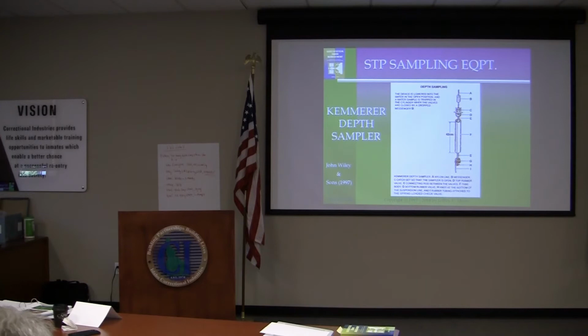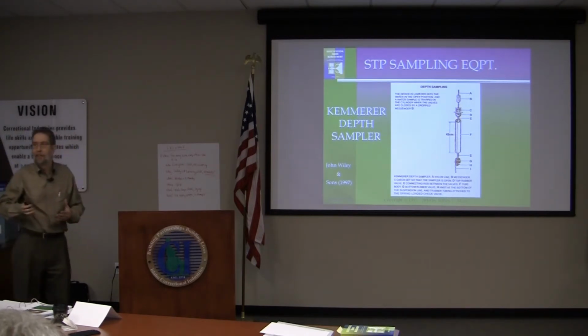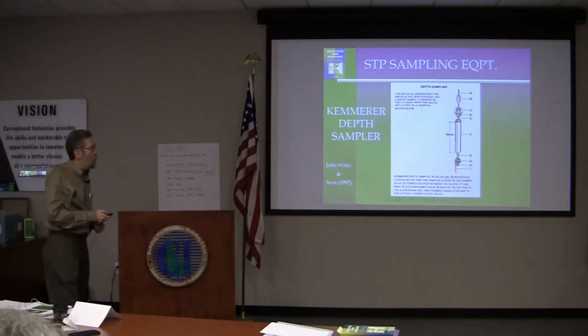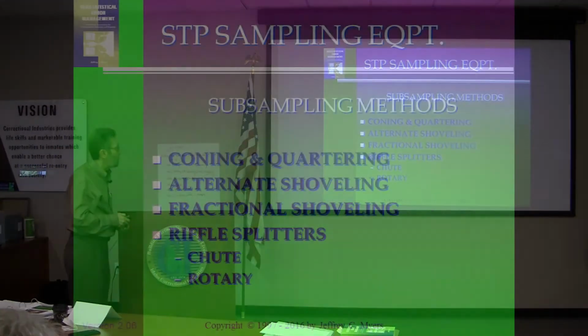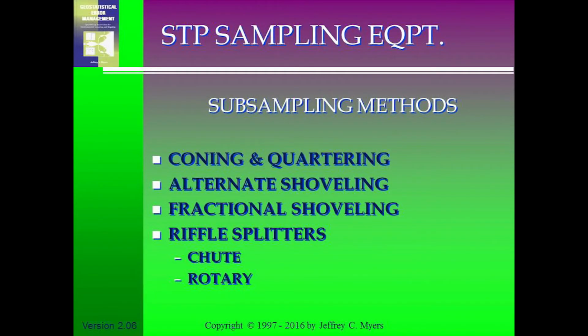So again, there are correct sampling devices. Unfortunately, piles don't come in liquid form, so we don't take advantage of that. But just to say that there are correct sampling devices. Now, we mentioned earlier that you might take a large sample in the field and want to do subsampling. There are different ways to do that. Some are more expensive than others. Some are more accurate than others.